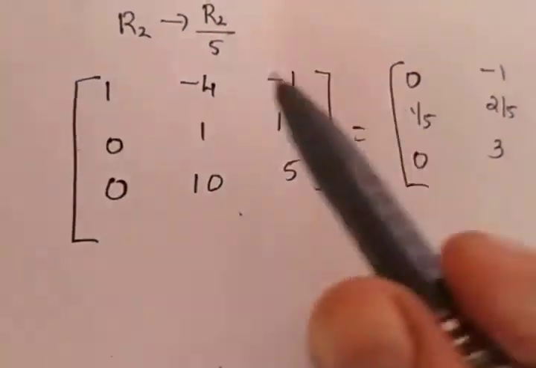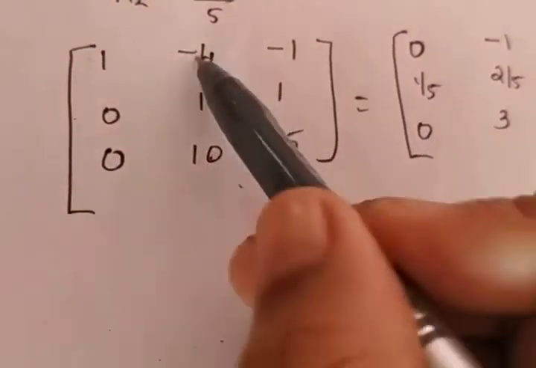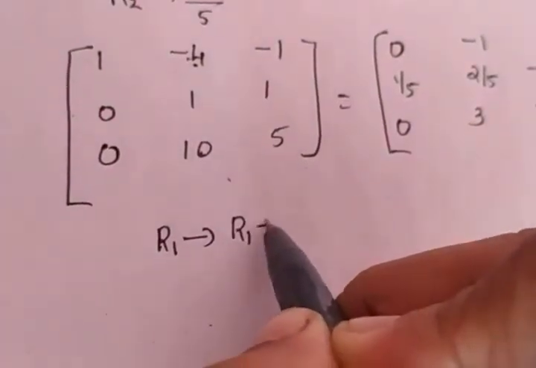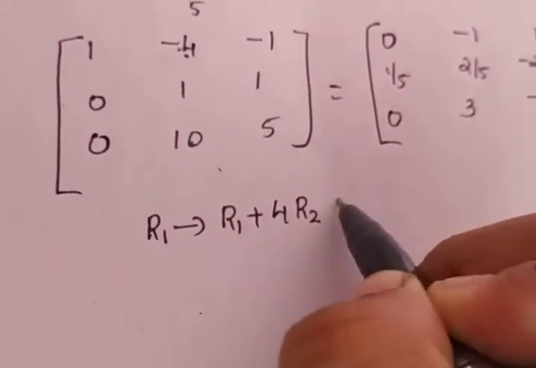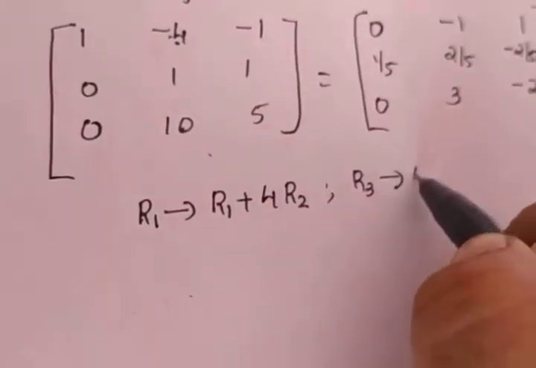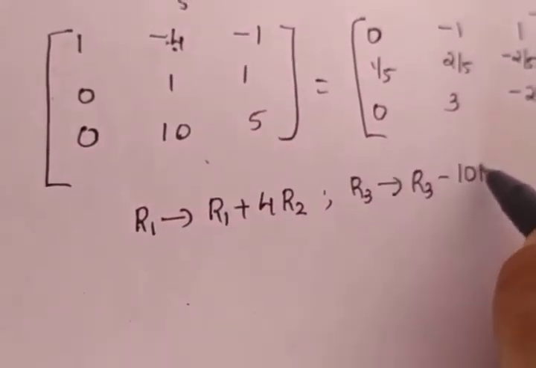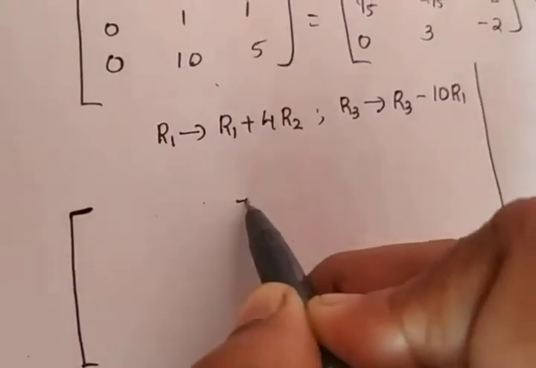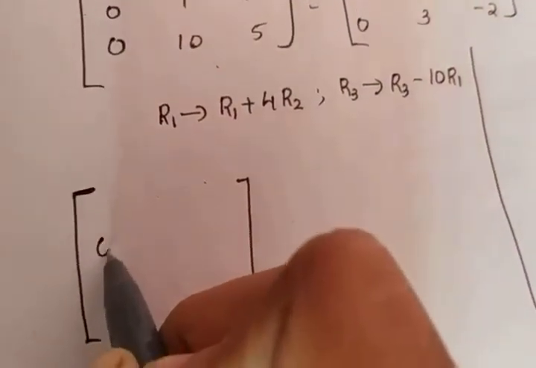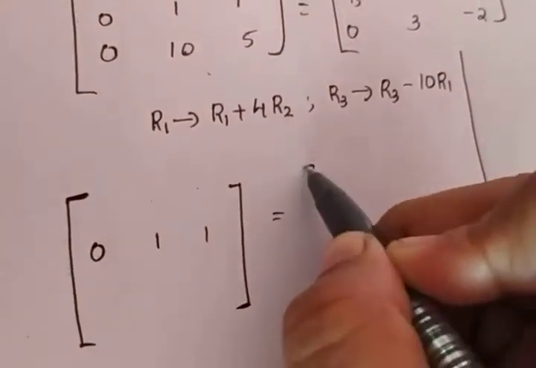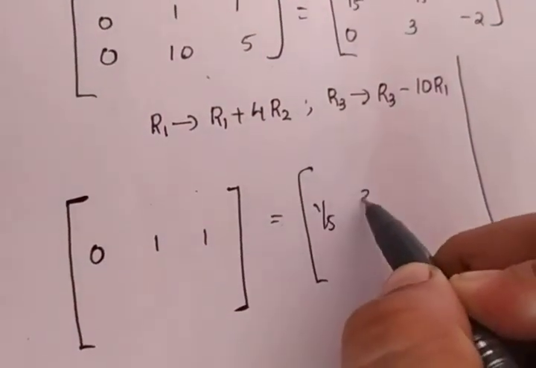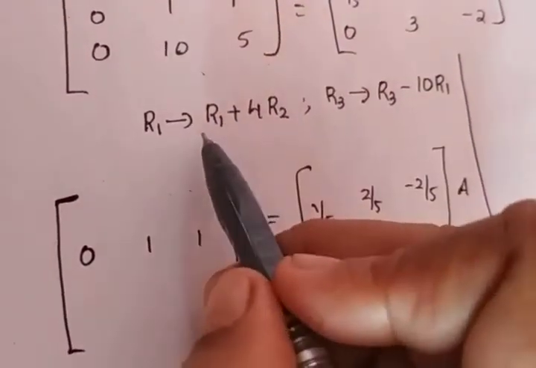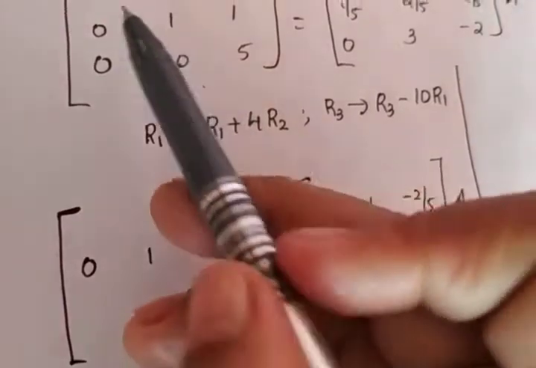Okay, again what we have to do is make these two elements 0. So what we can do, R1 changes to R1 plus 4R2, and R3 changes to R3 minus 10R2. Okay, so which row remains the same? Second row remains the same. 0, 1, 1, here also 1 by 5, 2 by 5 and minus 2 by 5 remains the same into A.